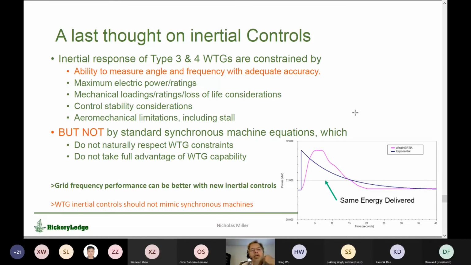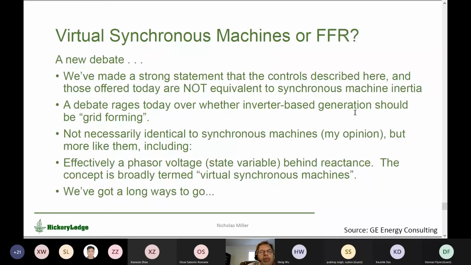So I said this earlier, it's hard to measure frequency and angle rapidly. Asking for extremely fast response is difficult. And you get better behavior if you slow the response down just a little bit over what you might want.